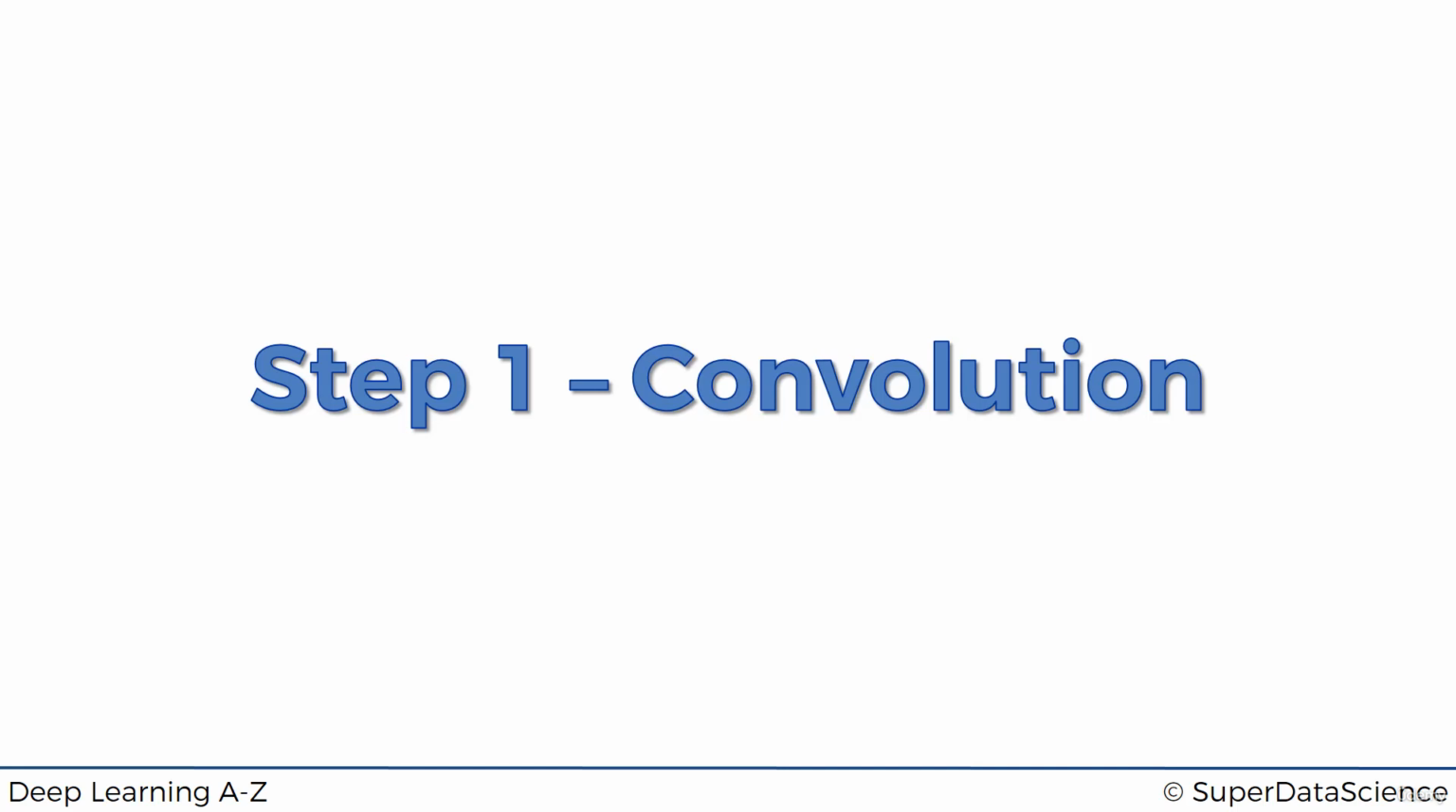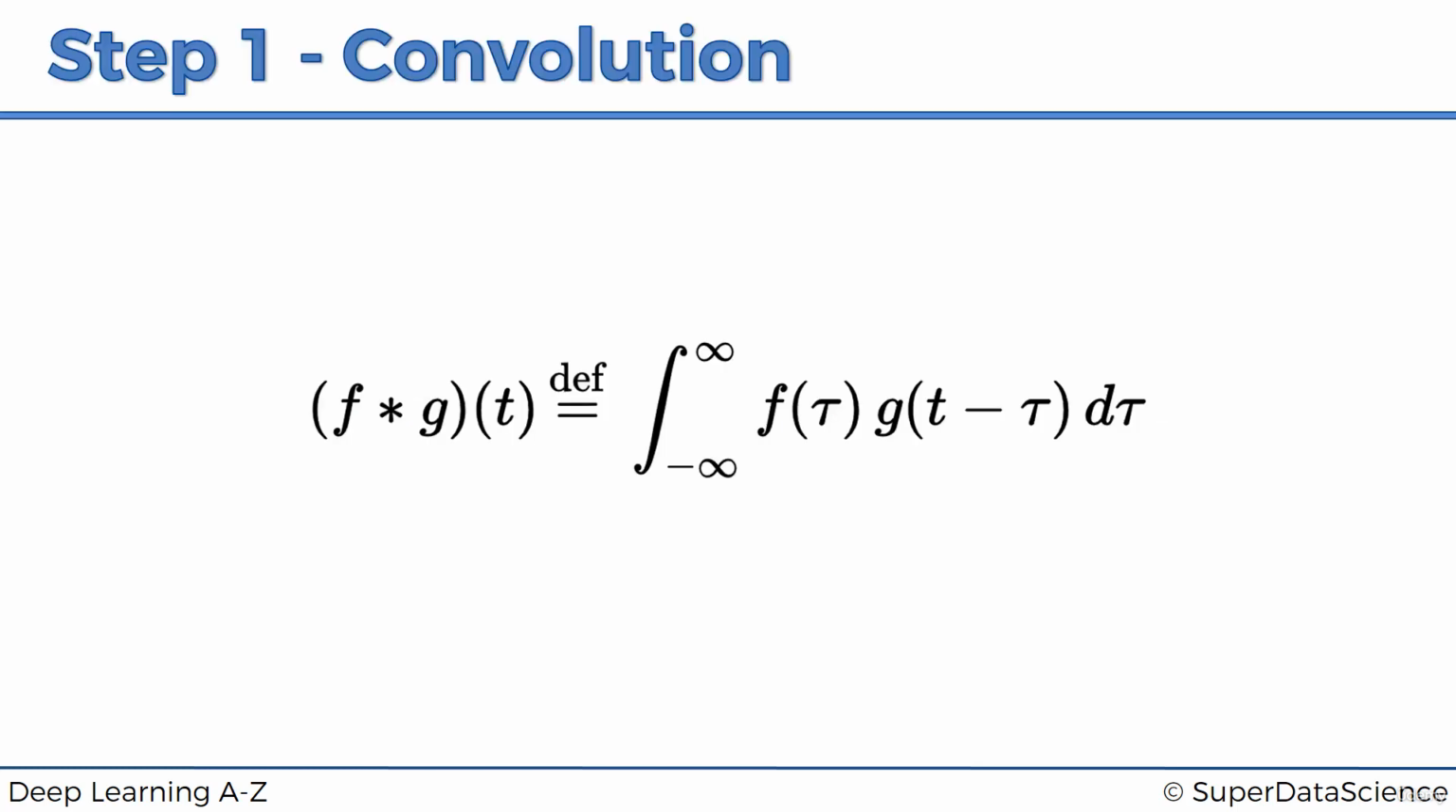In the previous tutorial, we found out what convolutional neural networks are all about, and today we're going to dive into step 1, convolution. So, this is the convolution function. I know we try to stay away from mathematics and keep things intuitive, but I couldn't help but share this formula with you because it is so simple.